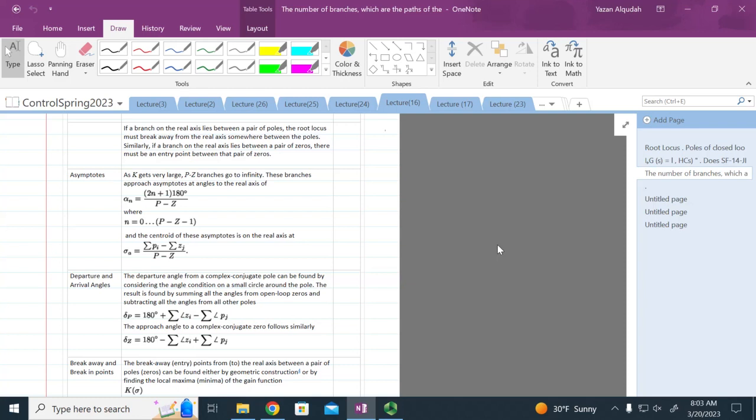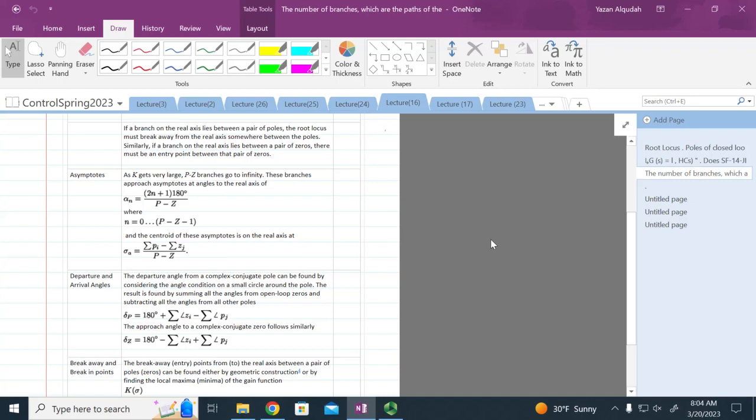But what if we do not have enough zeros in the system? We have 3 poles and we have 1 zero. One of the branches is going to start at a pole and end at a zero. But then we're going to have 2 branches that start at a pole, but there are no zeros to end at. Where are these going to end? At infinity, at asymptotes that are going to be at infinity.